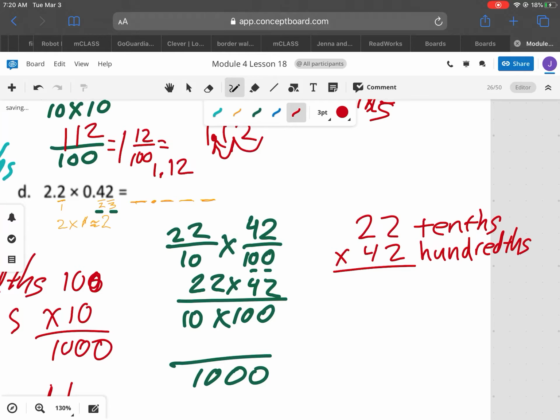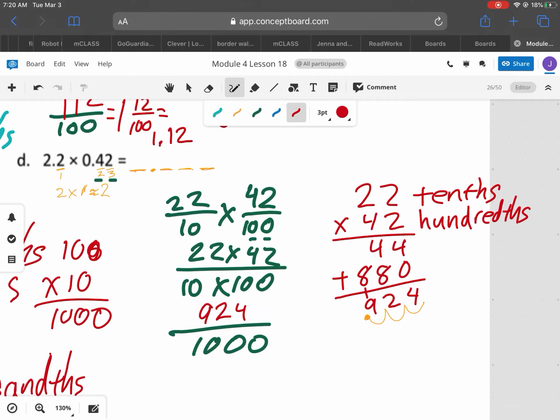Hundreds. All right, 2 times 2 is 4. 2 times 2 is 4. Then we have 40 times 2 is 80. And 40 times 20 would be 800. All right, again, we're going to get 3 decimal places. So we're going to go 1, 2, 3. All right, so we have 924 thousandths.